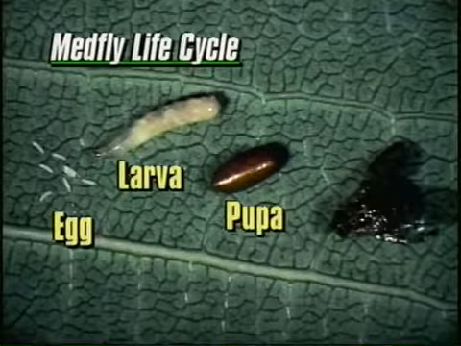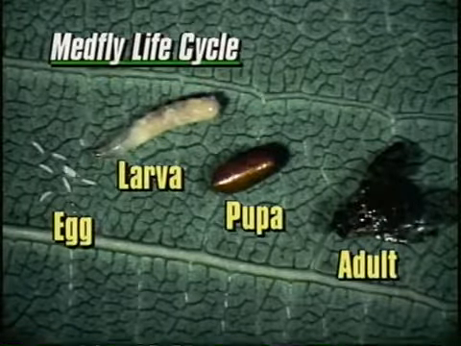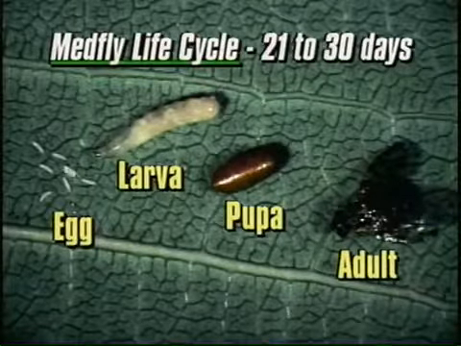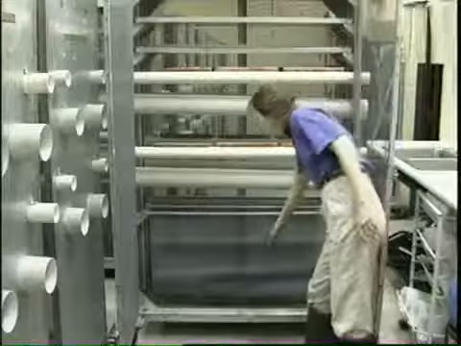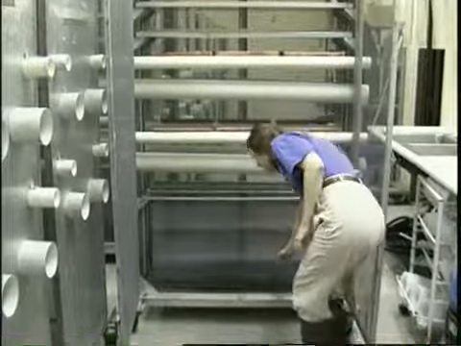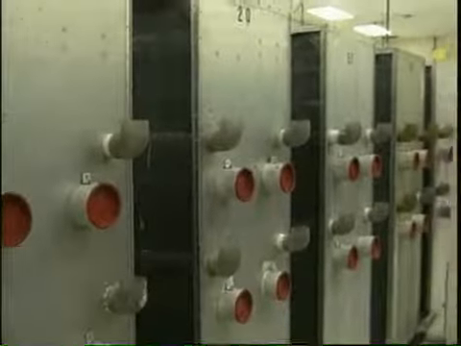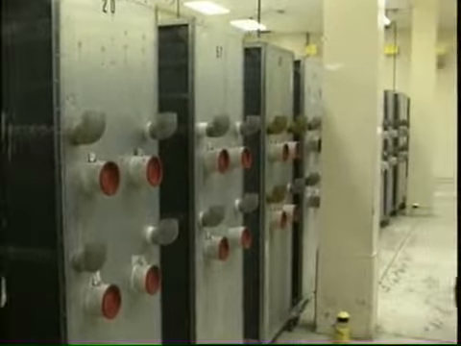The Mediterranean fruit fly cycle consists of egg, larva, pupa, and adult. Under ideal conditions, the life cycle can be completed in 21 to 30 days. Pupae are placed in the bottom of each cage. Emerging adults feed on a mixture of sugar and yeast. They mate and begin laying eggs in 3 days.